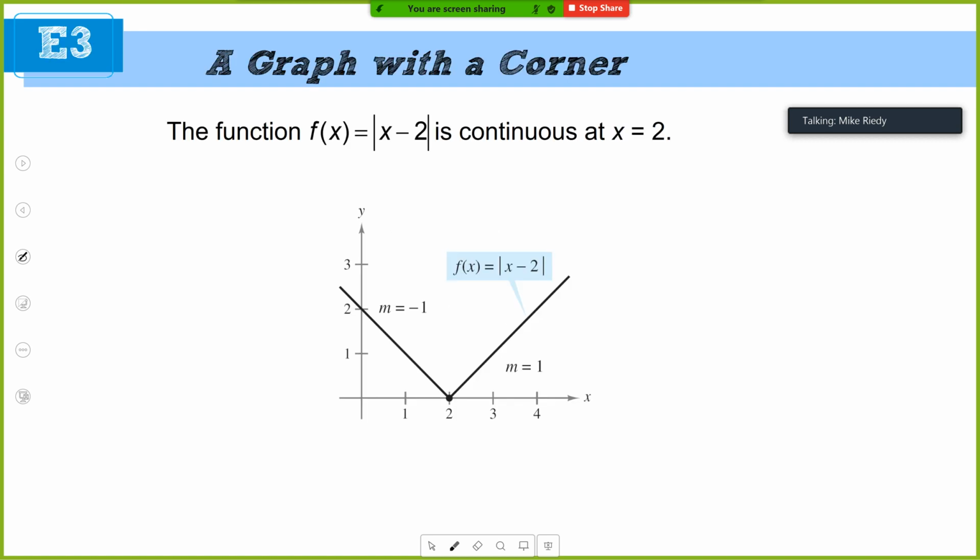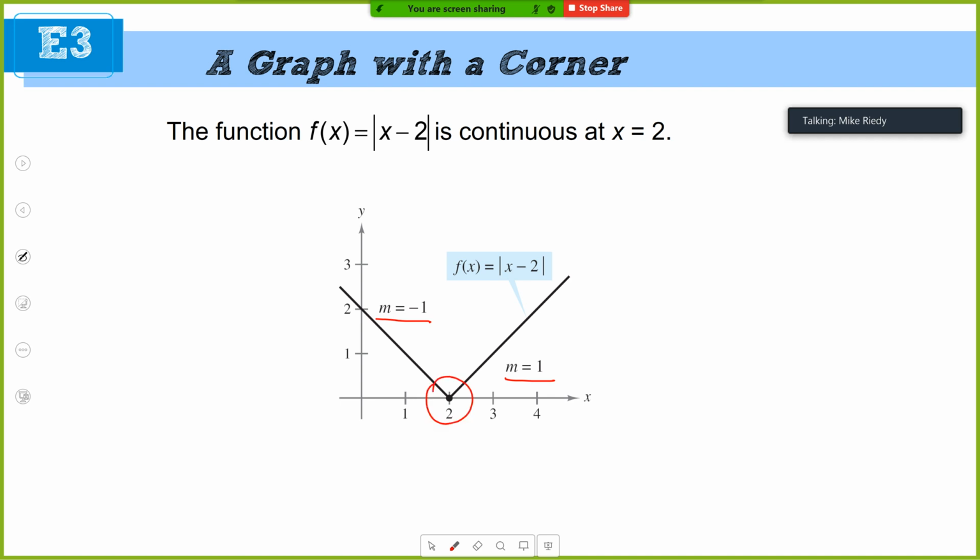The same is true with this. So let's talk about this. We've got a nice little absolute value function. It's that V that you know so well. And we talk about the slope of a tangent line. So if I pick a certain point on this curve, I will get a slope. Anywhere to the left of 2, I'm going to get a slope of -1. Anywhere to the right of 2, I get a slope of 1.